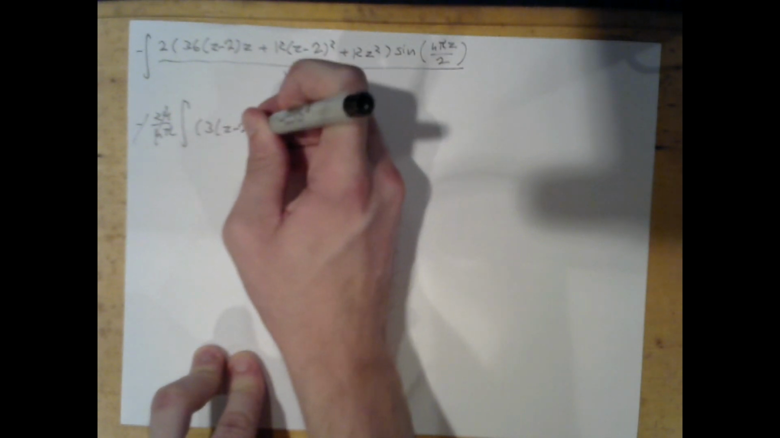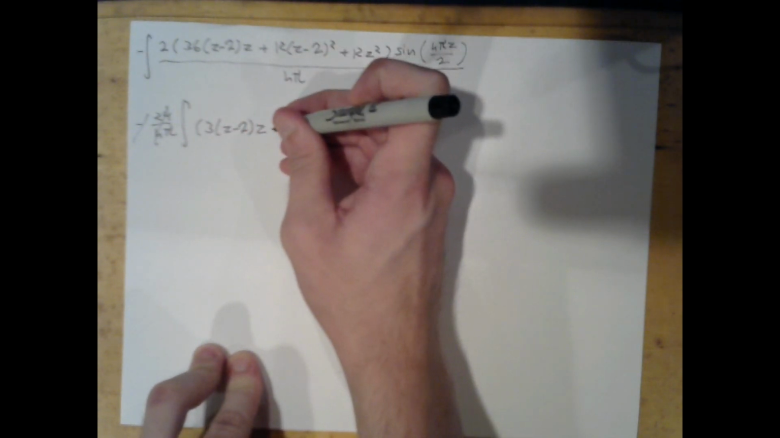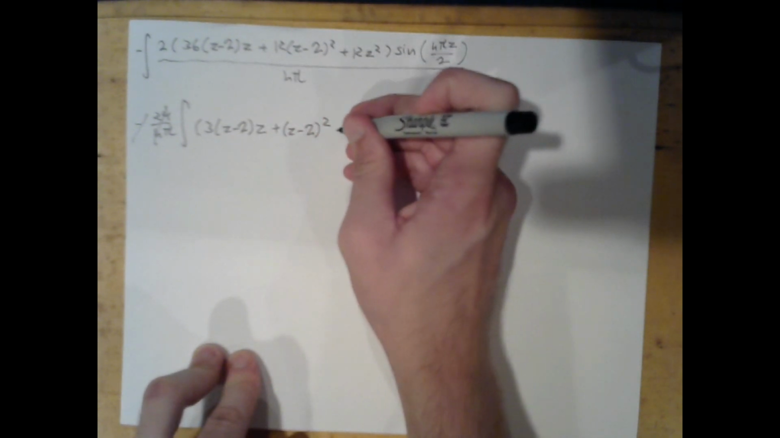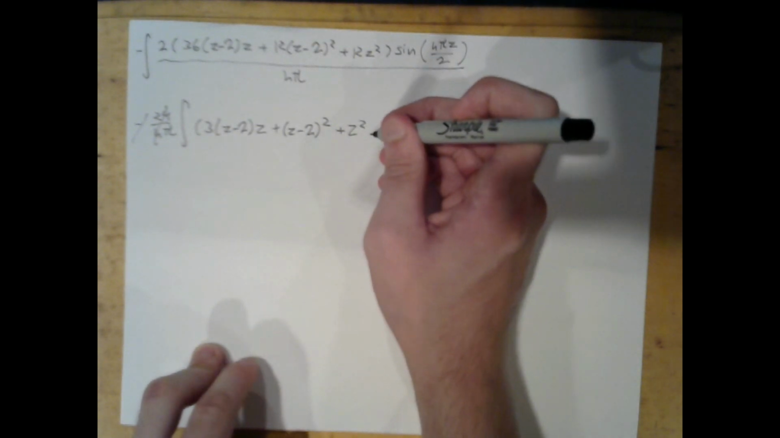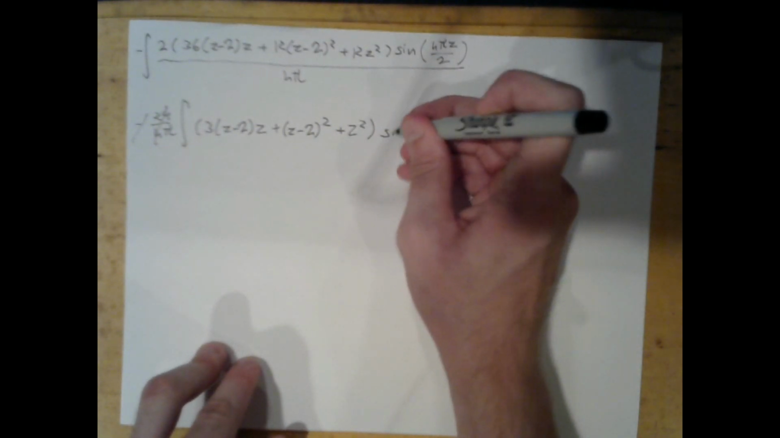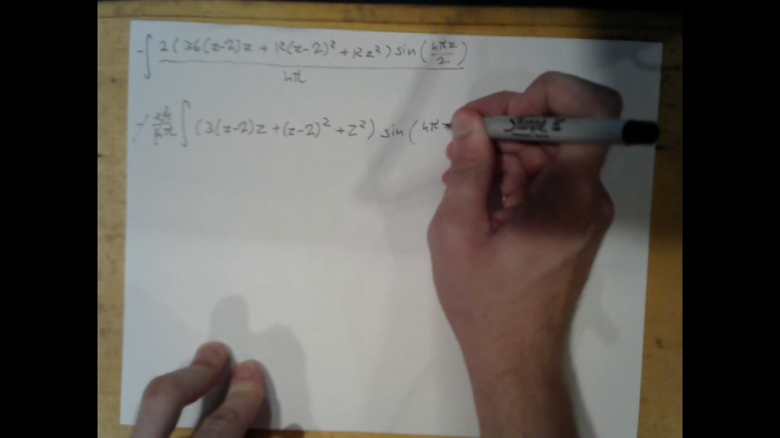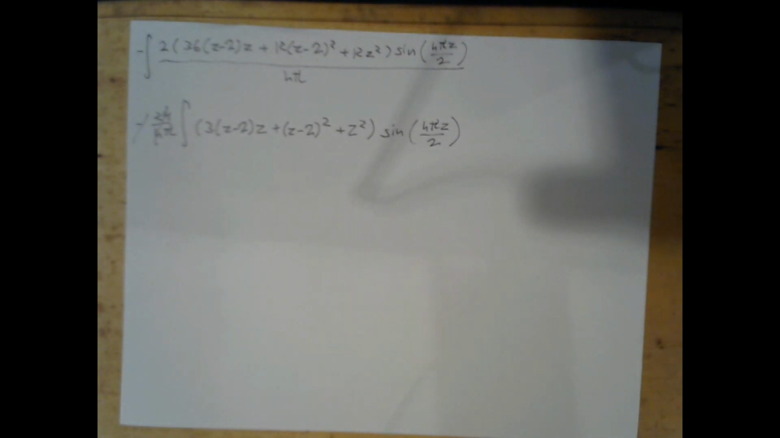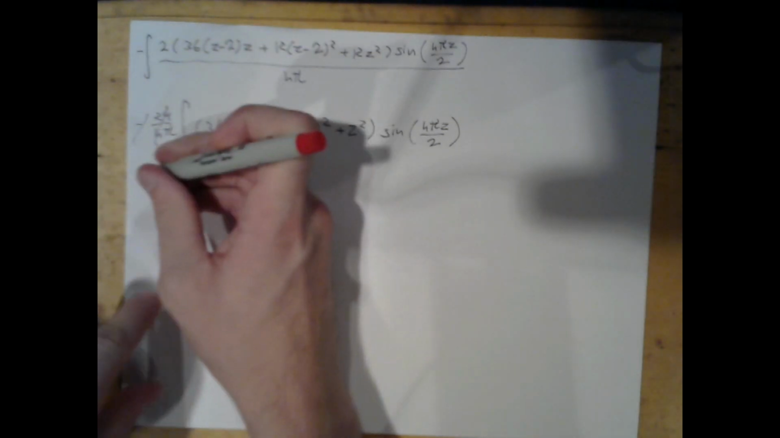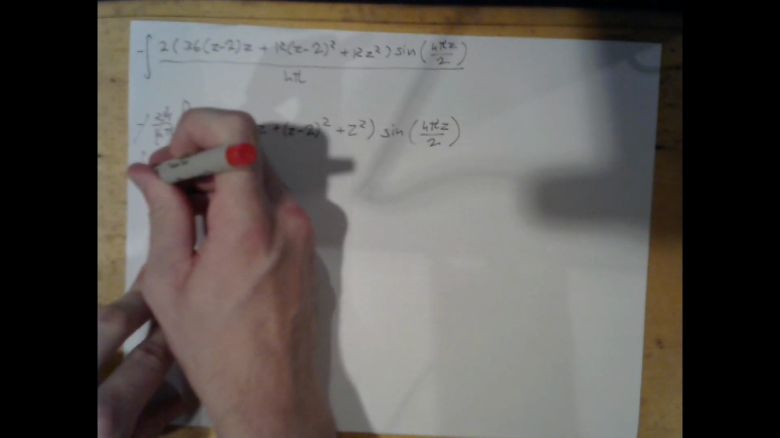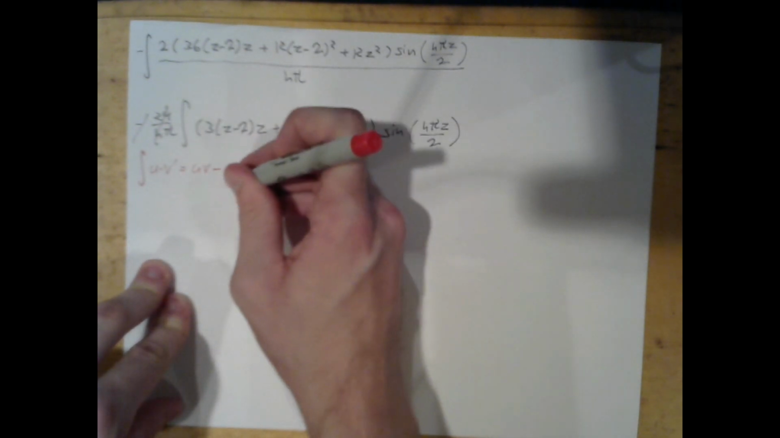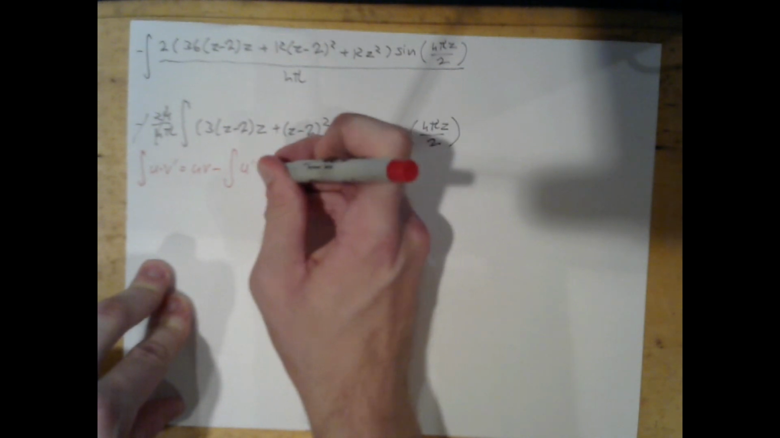3z minus 2z plus z minus 2 squared plus z squared, so this is simplifying, times sine h pi z over 2. Okay, so now that this is simplifying, we're going to start with our next integral. Once again, we're going to write it out. We're going to have the integration by parts here: u times v prime equals uv minus the integral u prime v.